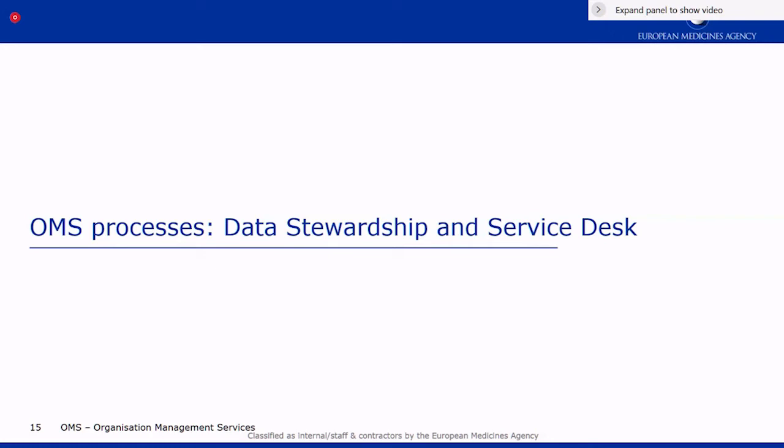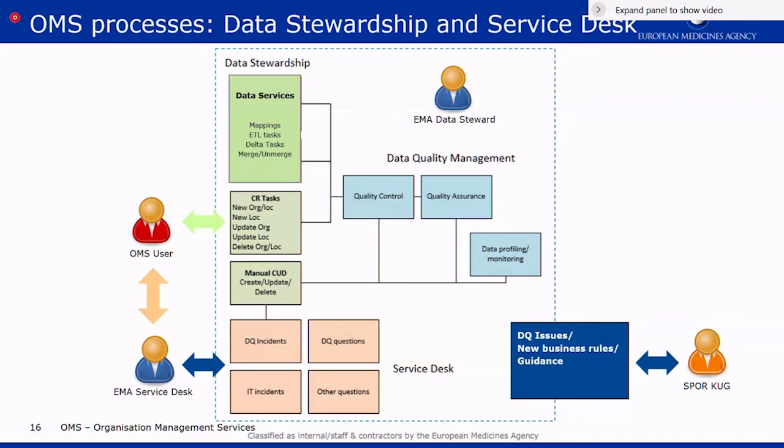Moving on to our OMS processes. Our processes are combined in three major groups. One of them is data stewardship, where we handle data service, change requests, and even other manual work that we may do. We have the service desk, and we even have a data quality management group, where in an ongoing process, but also a reactive process, we assure the quality of the data that we're publishing.